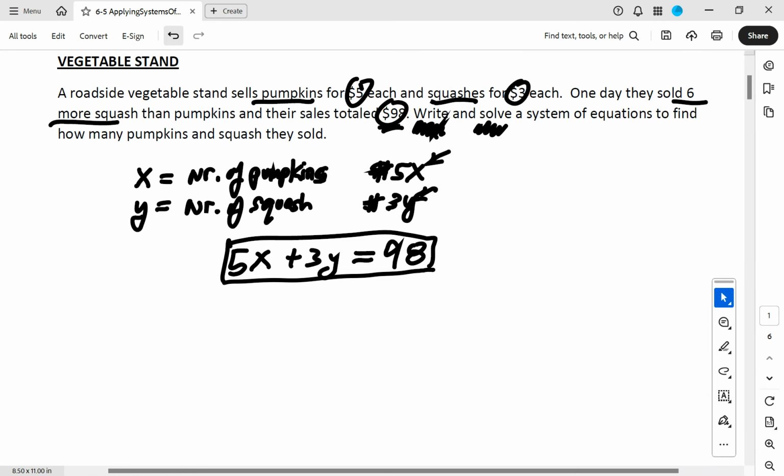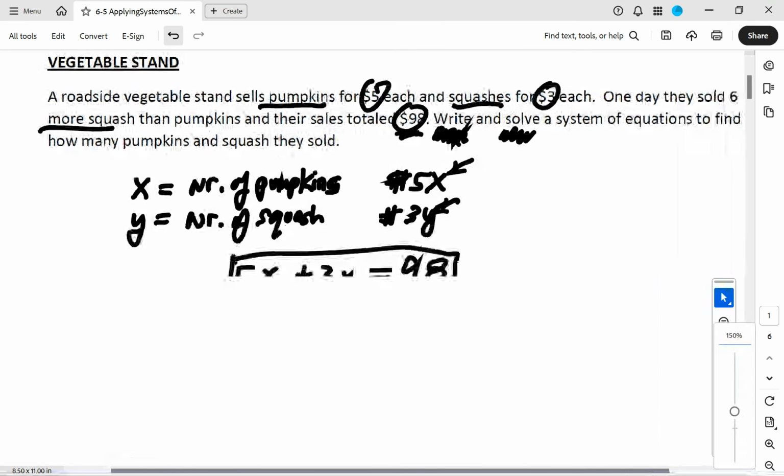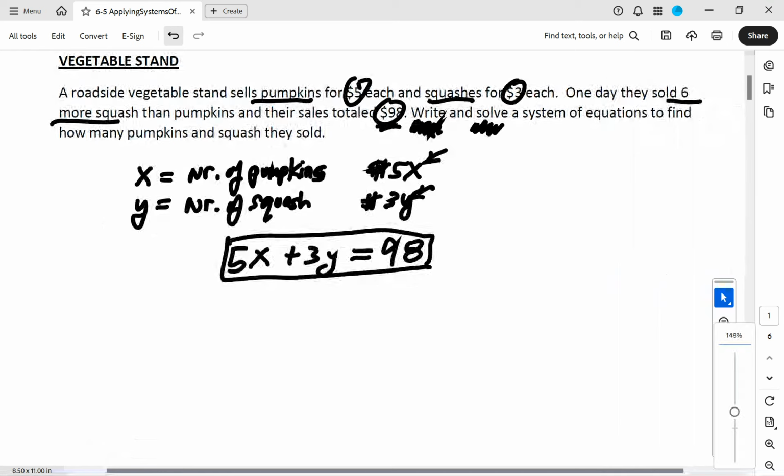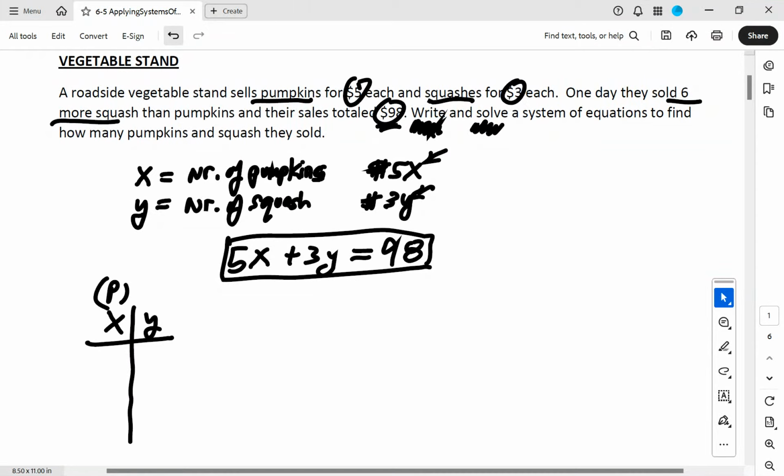For the other one, there's a couple of ways to think about it. You can possibly even understand it immediately by yourself. But I have a mathematical way to look at it and think about it. What I'm going to do is make an XY table, and I'm going to play with some scenarios on it. This will be pumpkins, this will be squash. Okay, so let's just start off with a number for one of them, 1 for x. If there's 1 pumpkin, how many squash? Well, it says there were 6 more squash than pumpkins, so 1 plus 6 is 7.